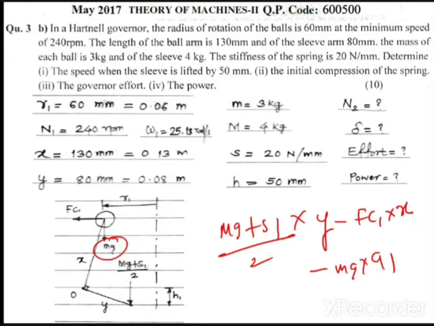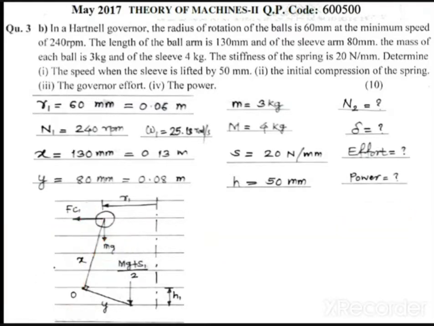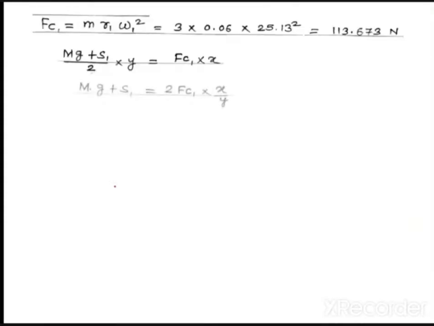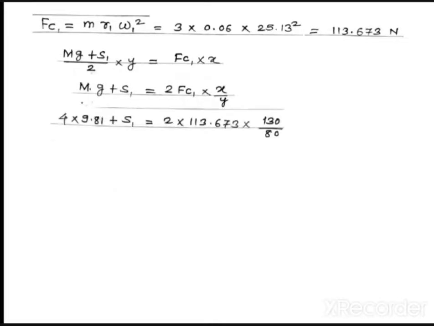That distance is a1. You can draw it like this: the distance between this point and this point we take as a1. How to calculate a1, I have already solved in a problem. Similarly, take a moment, mg plus s1 is fc. After taking the moment, you get s1. I have not changed the procedure.